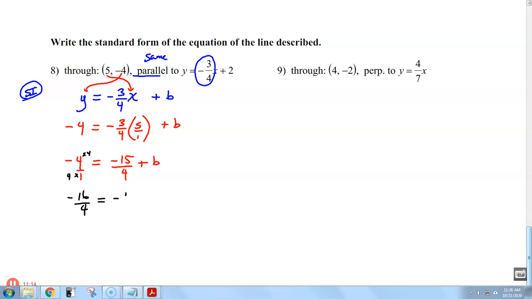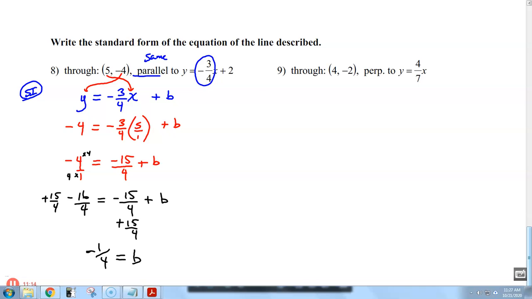So now, and if you have a calculator that can add fractions, you don't really have to do this. But I'm going to add 15/4 to both sides. Add 15/4 to this side. And you get -1/4 equals b. So I come back up here to my original equation, and I got -1/4.